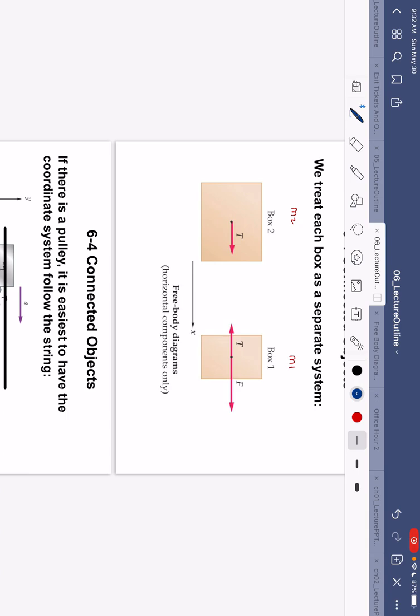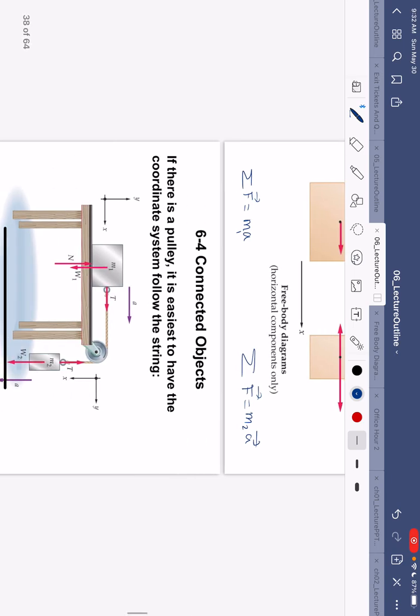We will apply two separate Newton's second law equations, and then we will solve the equations together. You might also have friction, which is going to add more forces to the system.